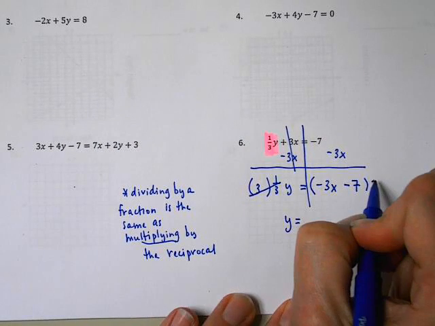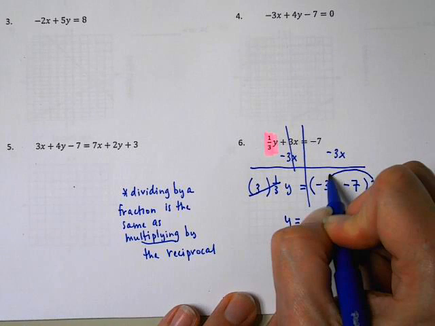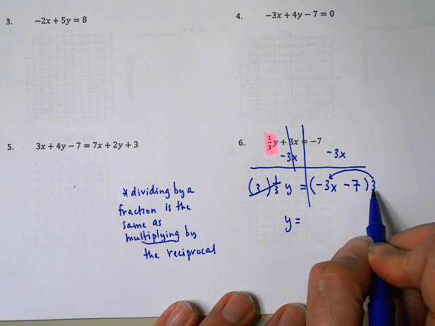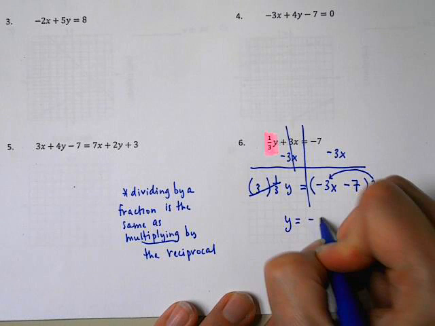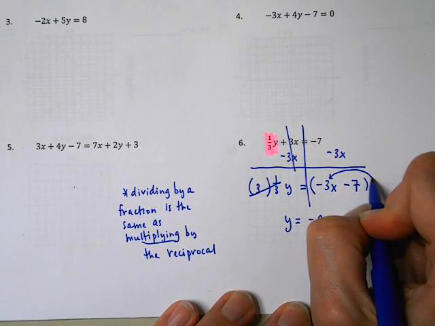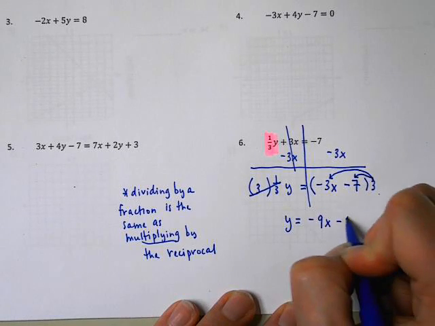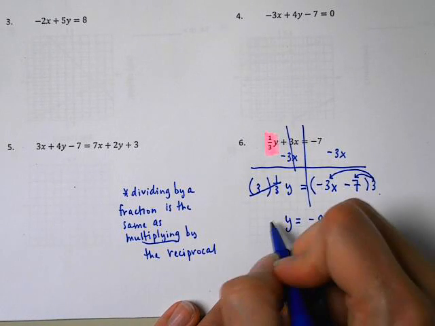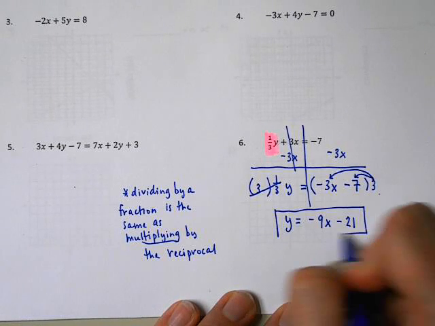When I distribute, I have to multiply this by both terms inside. So 3 times a negative 3 gives me a negative 9x. 3 times a negative 7 gives me a negative 21. And now I have my equation in slope-intercept form.